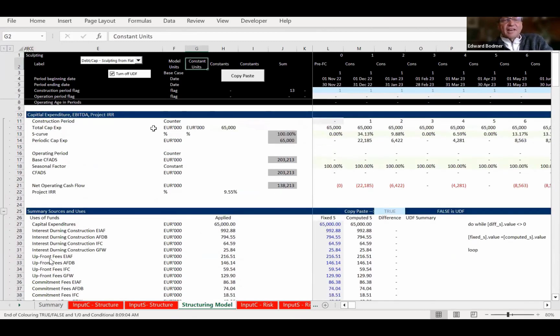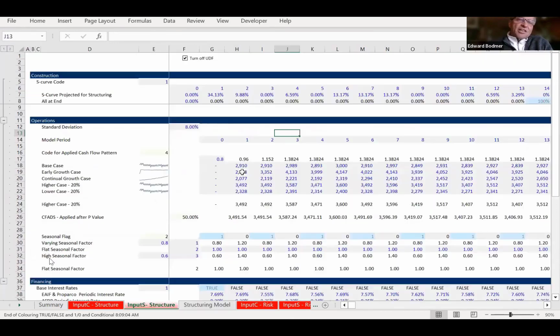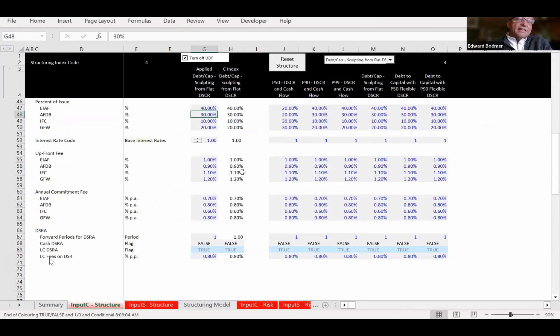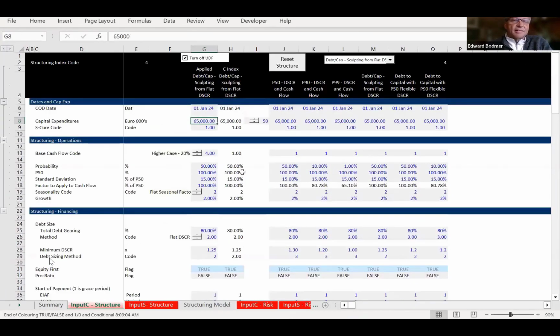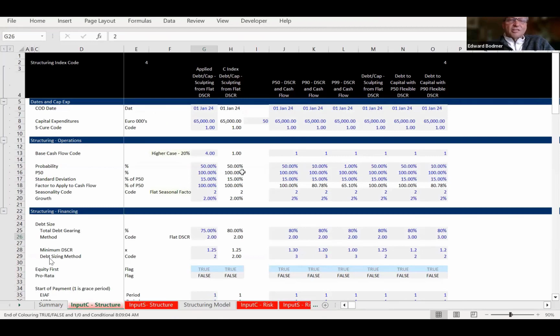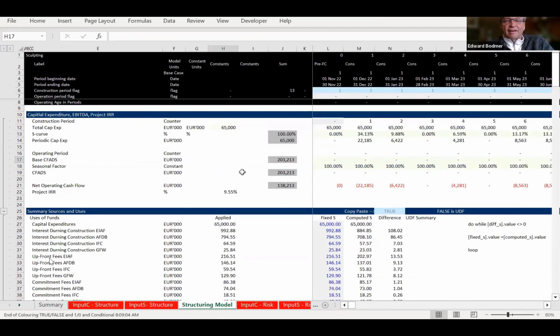That's because I already have some. Oh shoot! I should have changed something. How about this? Let me change the debt to capital to 75%. Okay, I hope that's going to work here, and watch me mess up. And then I've got some differences.